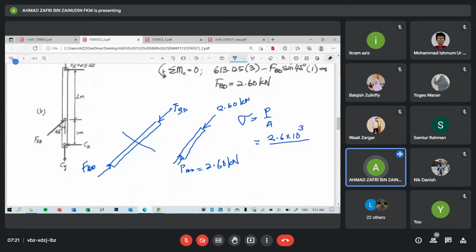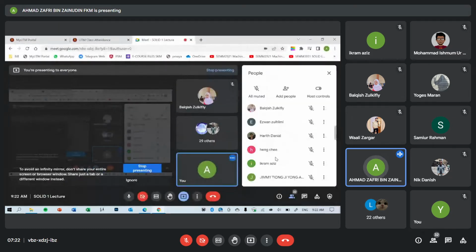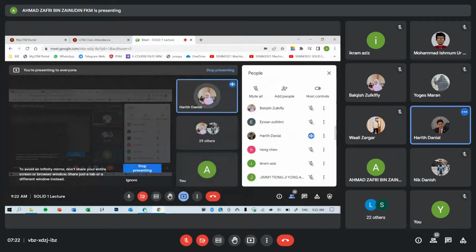So how do I find the area? Jimmy, how do I find the area? Are you here, Jimmy? Jimmy not there? Okay, Haris, Daniel, how do I find the area? To find the area, you must use length and what? Width. Product of length and width.